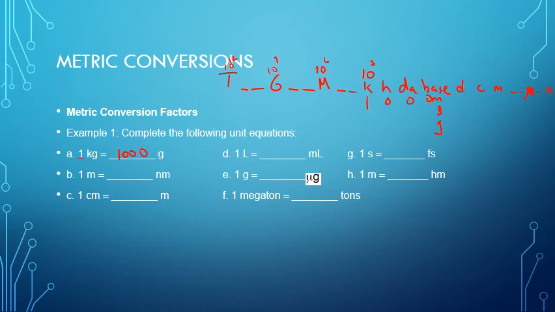When I would do the 1 meter equaling 1 nanometer, again, my meter would be here at the base, my nanometer all the way down here at the bottom. So I have a 1 here, 0, 0, 0, 0, 0, 0, 0, 0, 0. So in that case, I'd have 9 zeros, and I would have 1 times 10 to the 9th nanometers.